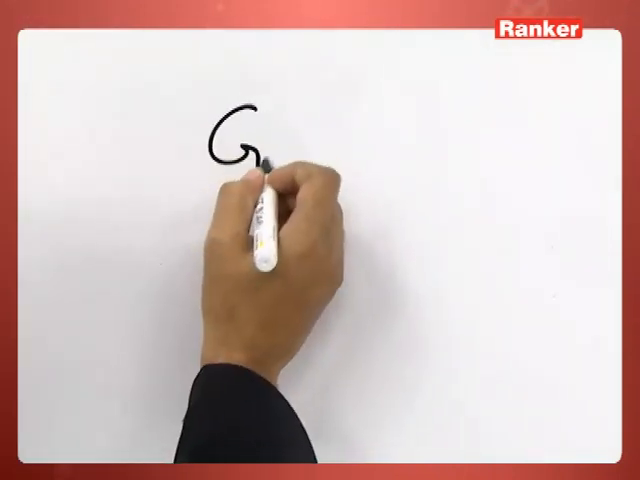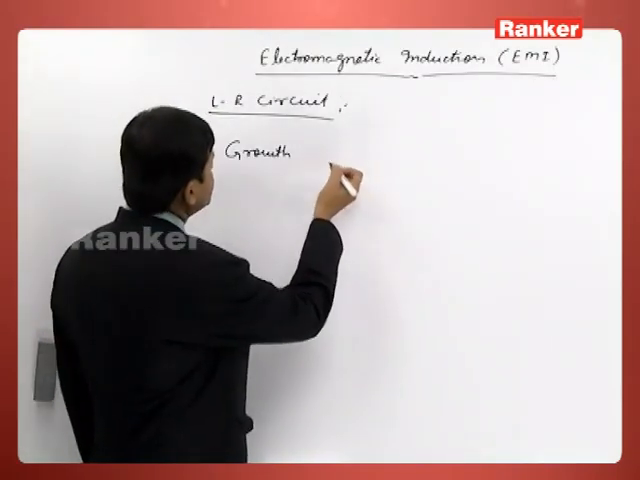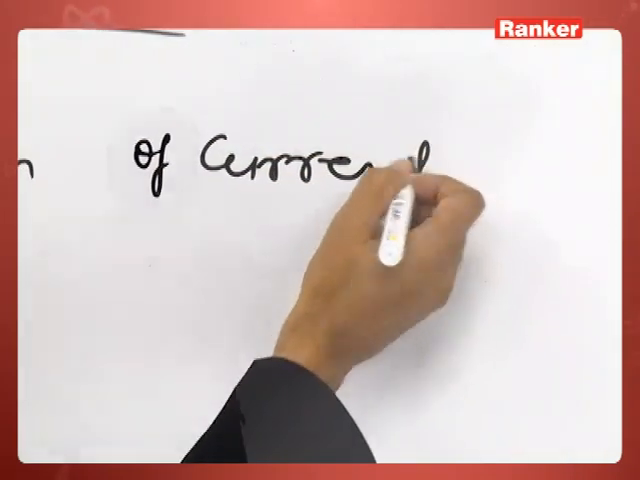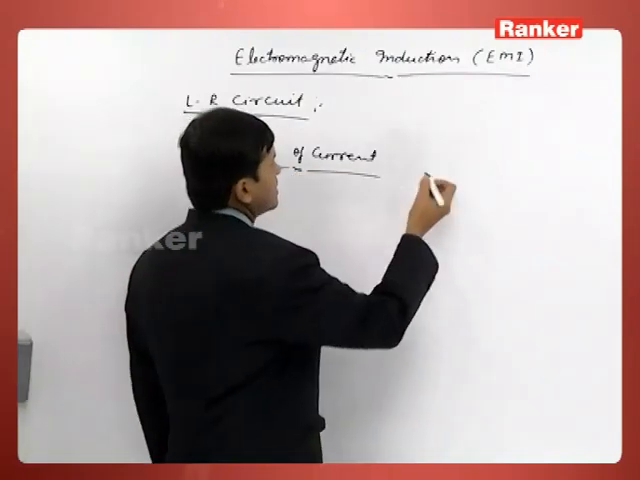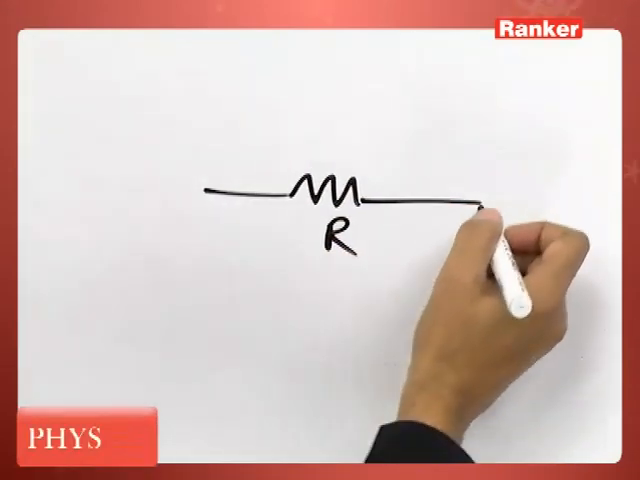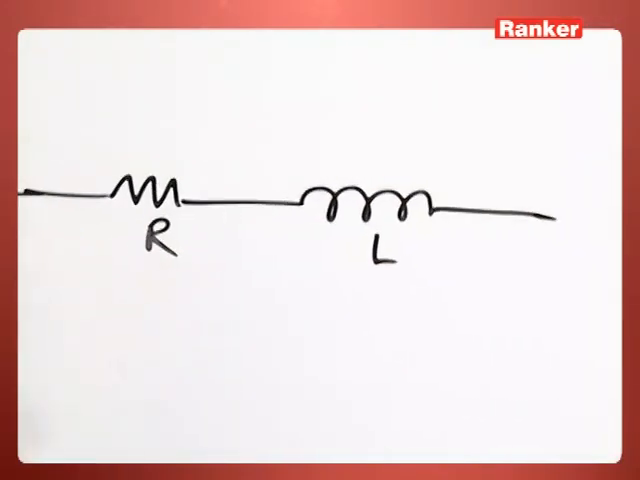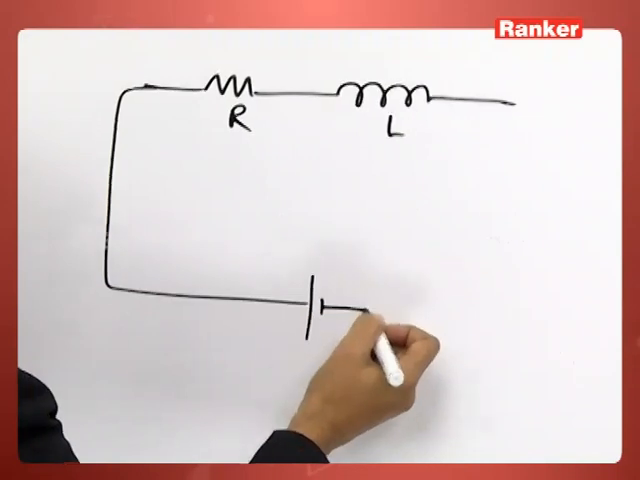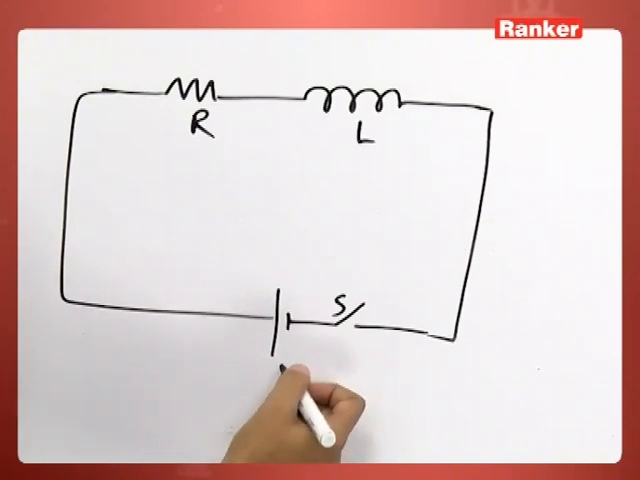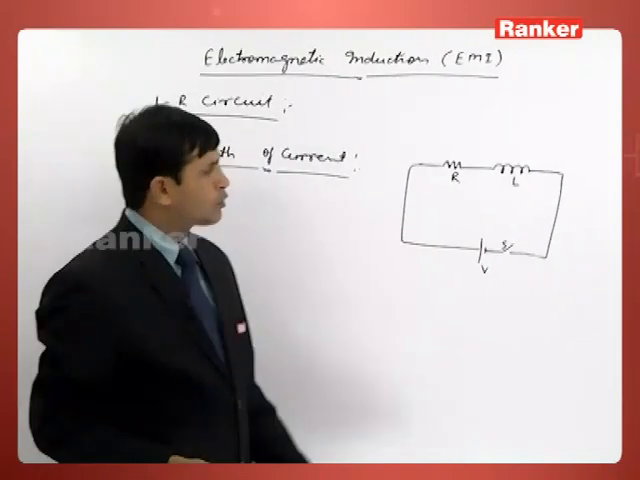See, growth of current means the initial current was 0, and now the current is increasing in the circuit. So this is our one resistor R and this is our inductor of self-inductance L. This is connected with a DC source with a switch S. Let the EMF of the source be V and initially switch S is open.